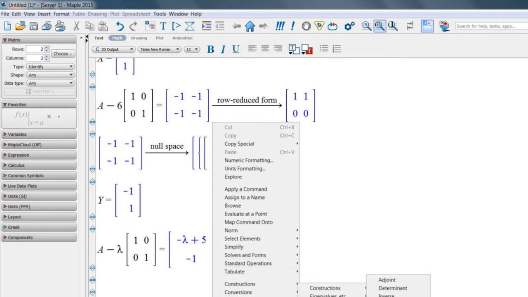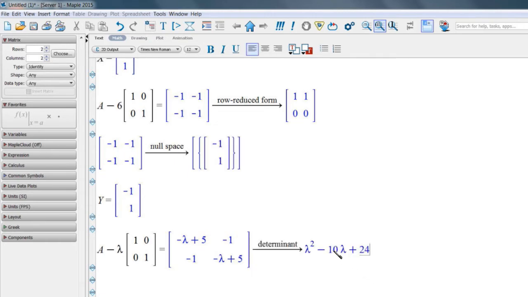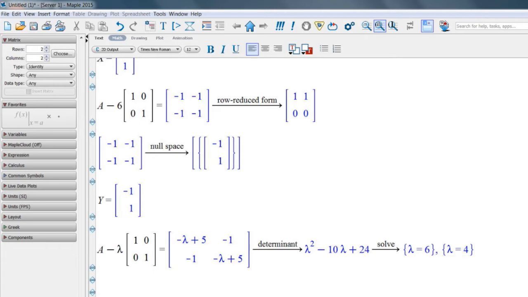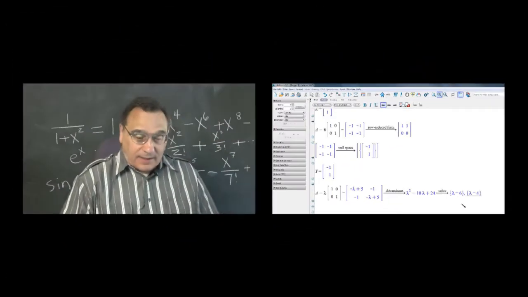So let's get its determinant. There's its determinant. Set that equal to 0. You set that equal to 0, and then you solve whether you set it equal to 0 or not. As soon as you apply solve, Maple assumes you meant it equal to 0, and you get these two numbers, lambda equals 4 and lambda equals 6.